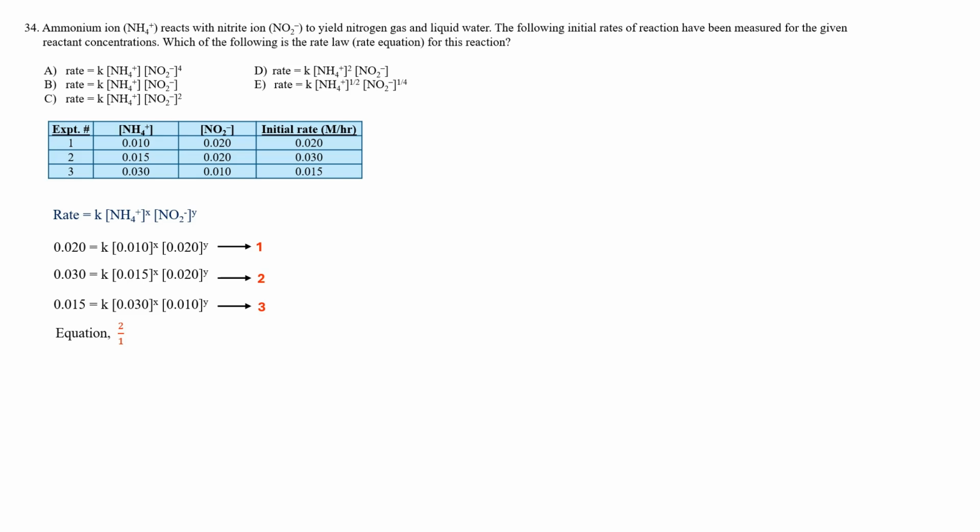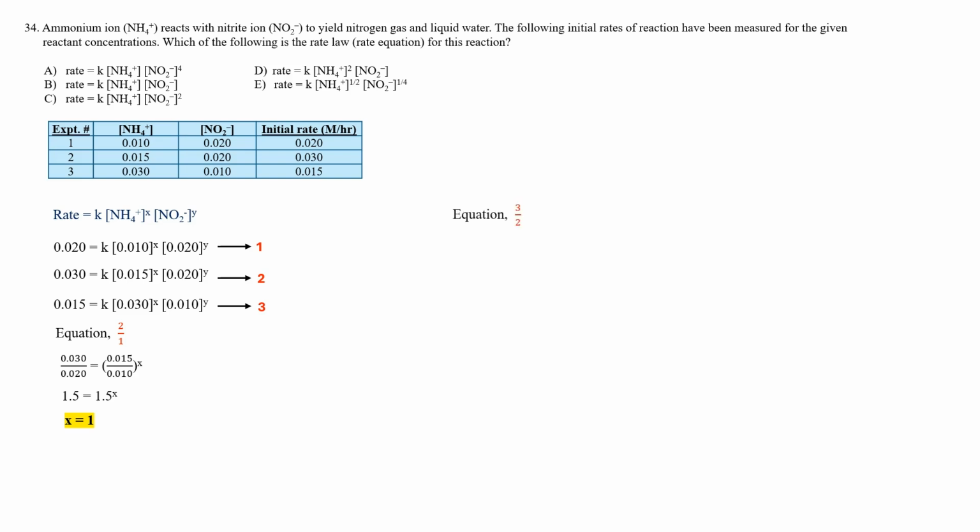Let's pick equations 2 and 1. If we divide equation 2 by 1, you can see the 0.02 is common to equations 1 and 2. That is, the NO2- concentration is the same, so we can remove the NO2- concentration. They cancel each other after we divide 2 by 1. Then the remaining is the ratio of initial rates equal to ammonium concentration 0.015 divided by 0.010 to the power X. After we solve this, we can see the X value should be 1. That is, the order in terms of ammonium concentration is 1.